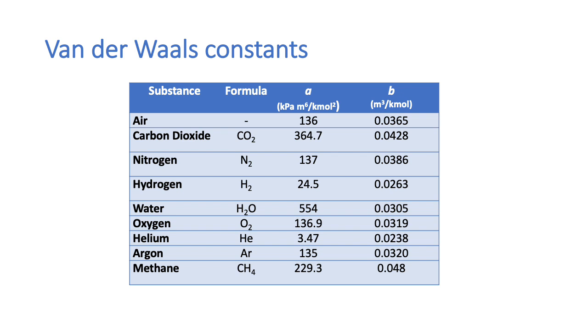Now, a and b are known as the van der Waals constants, and they are properties of each different gas. The van der Waals constants can be measured experimentally, or they can also be derived analytically, and we'll come back to that and talk about how we can do that. But this is a table which gives values of van der Waals constants for some common substances.